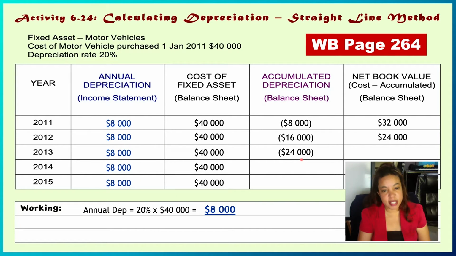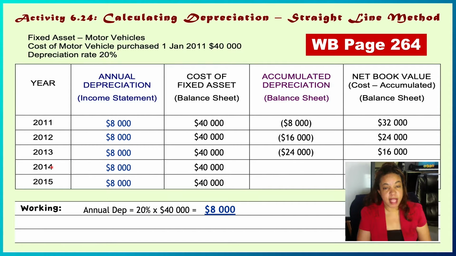And then you just do the same thing. Cost minus the accumulated gives you your net book value of $16,000. So you're seeing where the value is just reducing here. It's going down. The net book value is just going down, right? The value of the motor vehicle is being reduced. It is deteriorating. It is depreciating.